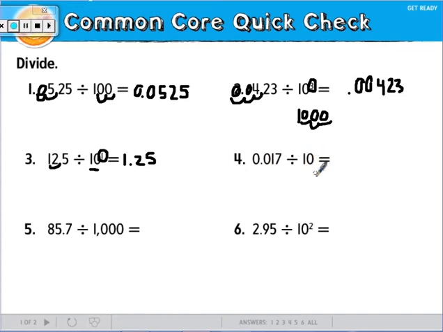So I'm dividing this by 10. How many zeros are there? 1. So all I have to do is move my decimal 1 place to the left. So right there, it's going to be point 0017. Or 17 ten thousandths.